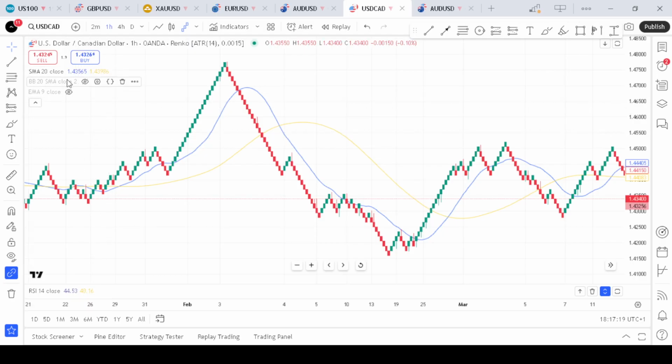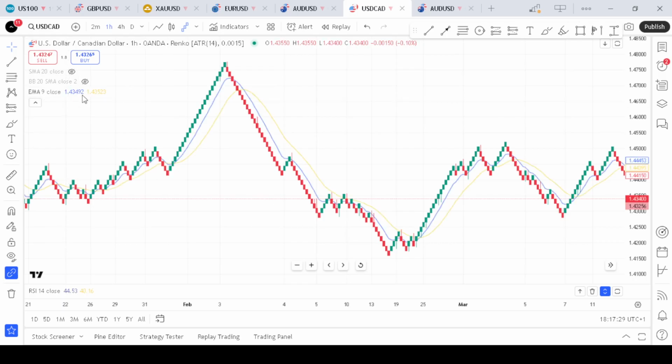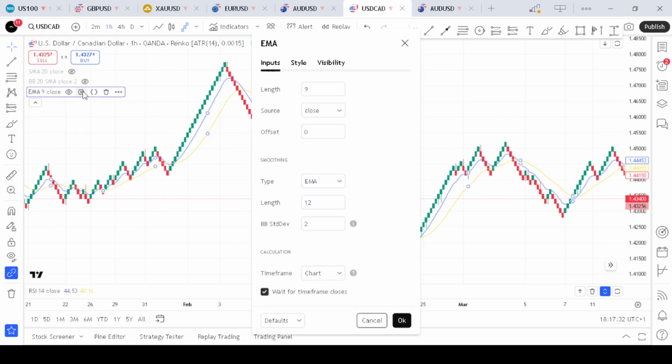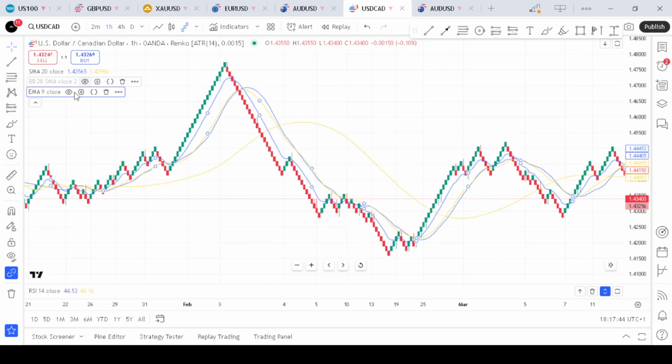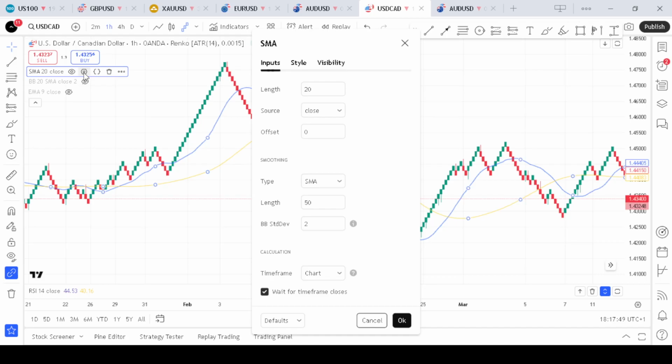Now for the EMA, for the short-term EMA, this is how we apply. For the short-term EMA, you apply the 9 moving average and the 12 moving average for the EMA to your Renko chart. Then for a longer term trading style, you will apply your simple moving average, which is the 20 period moving average and the 50 period simple moving average.